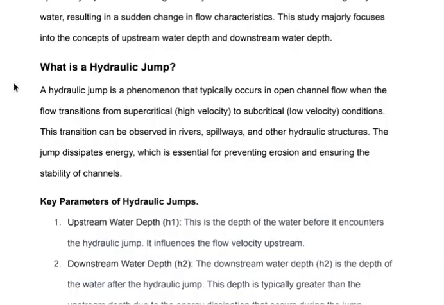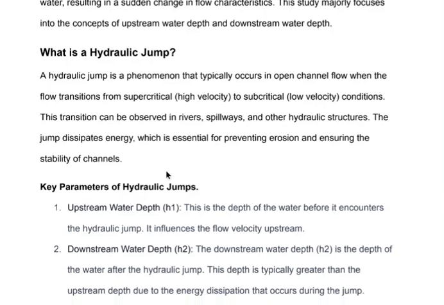What is a hydraulic jump? A hydraulic jump is a phenomenon that typically occurs in open channel flow when the flow transitions from supercritical to subcritical conditions. This transition can be observed in rivers, spillways, and other hydraulic structures. The jump dissipates energy, which is essential for preventing erosion and ensuring the stability of channels.